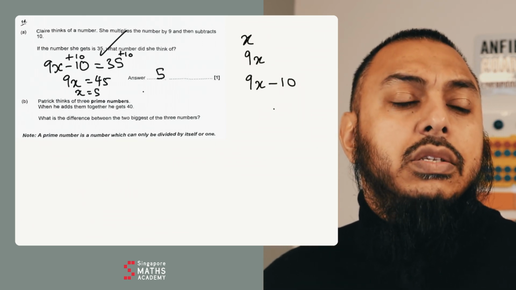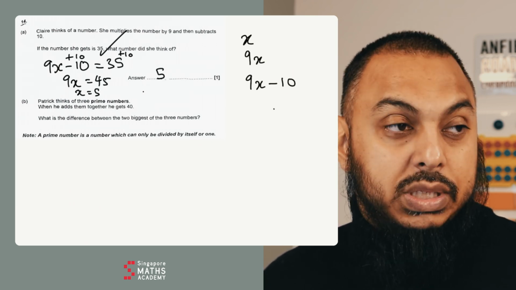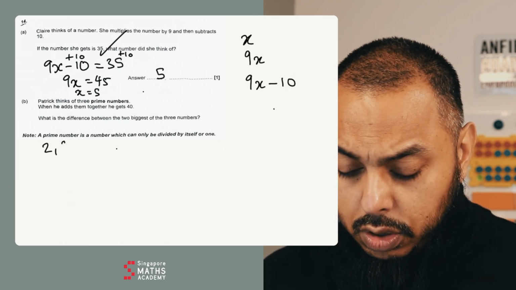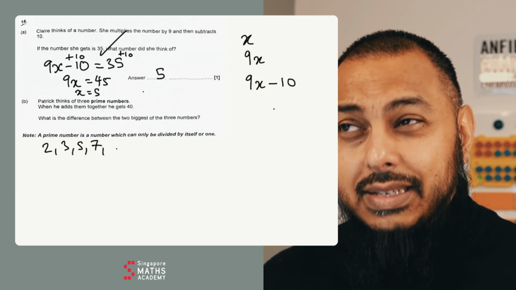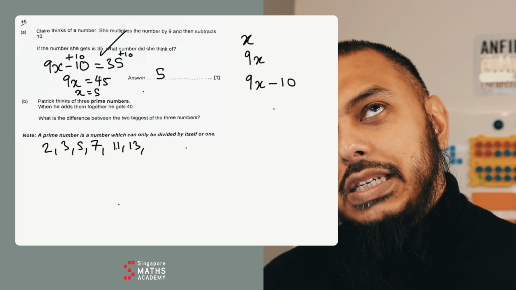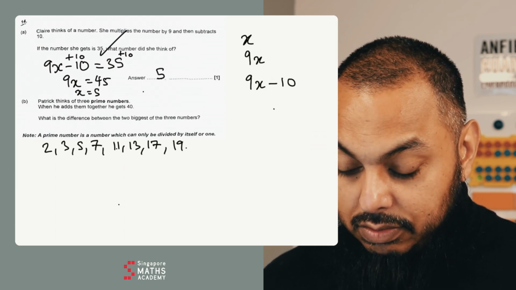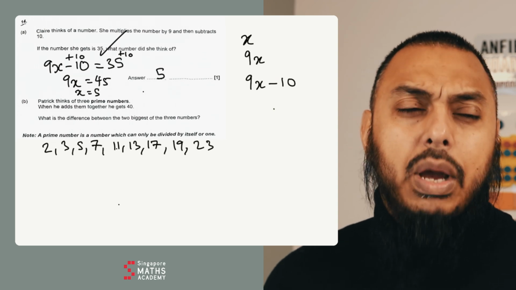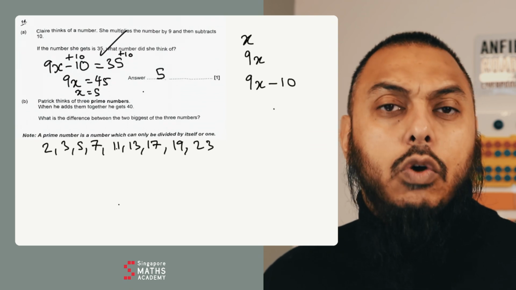Okay, it says Patrick thinks of three prime numbers. When he adds them together, he gets 40. So typically I would just write down the prime numbers. So 2, 3, 5, 7, 11, 13, 17, 19, 23. So these are some of our prime numbers, around or under 20, most of them, and one that's over 20.